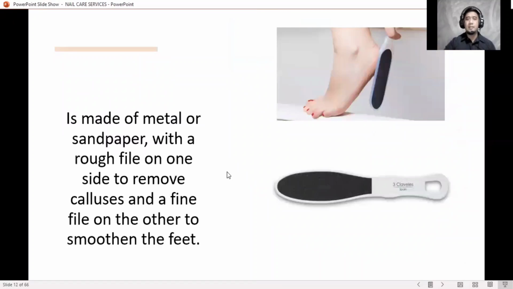The next tool is this one. It's like the Callus Remover, but it is made of metal or sandpaper with a rough file on one side to remove calluses, and a fine file on the other to smoothen the feet. So there are two sides of this tool. What do we call this tool? We call it foot file. We use that on our foot.